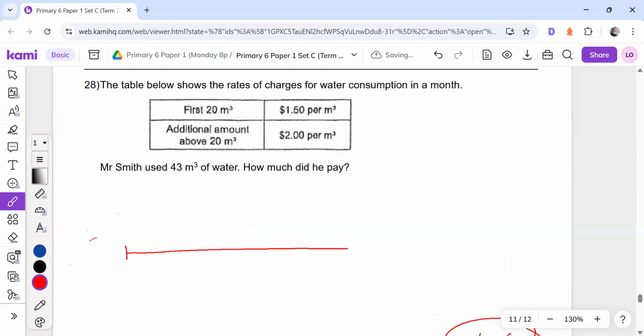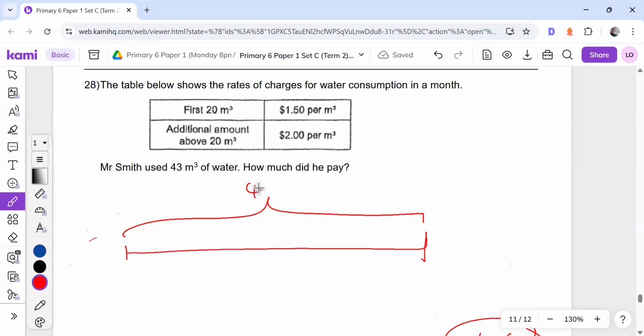Okay, now same thing, line method. Mr. Smith used 43 meter cube. So, okay, put it on top. Do you have a line method for those who are wrong? And then the first 20 meter cube costs. All right, did anybody just put $1.50? That's the trap. Why? Do you see the word per? See? Per means 1 meter cube is $1.50.